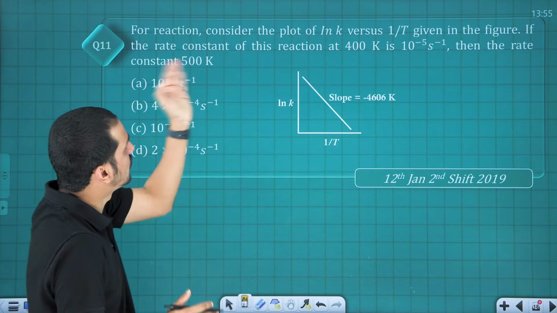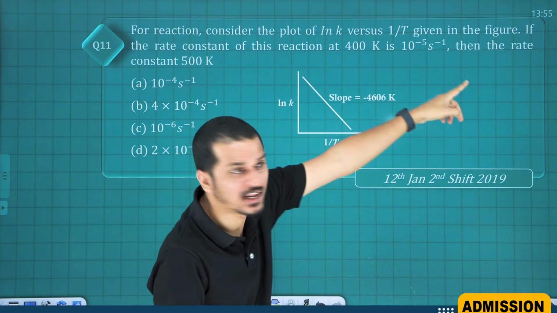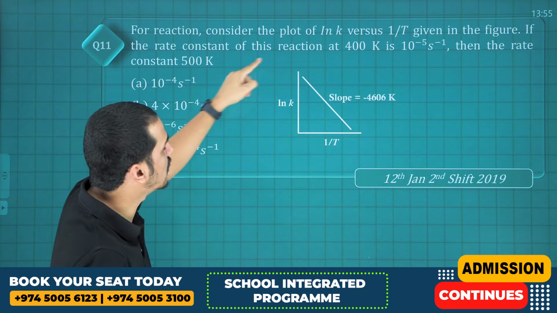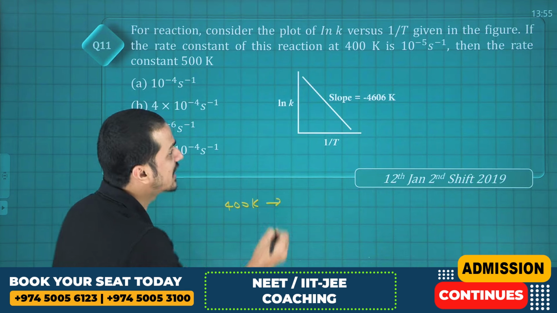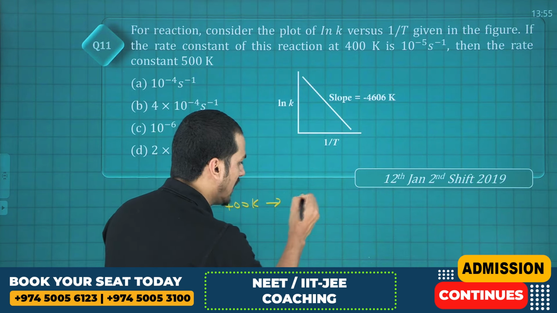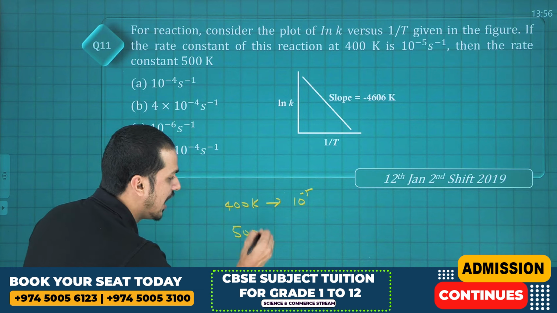This is the next question. For a reaction, consider the plot of ln K versus 1 by T given in the figure. If the rate constant of this reaction at 400 Kelvin is given as 10 raised to minus 5, and the rate constant at 500 Kelvin is how much?